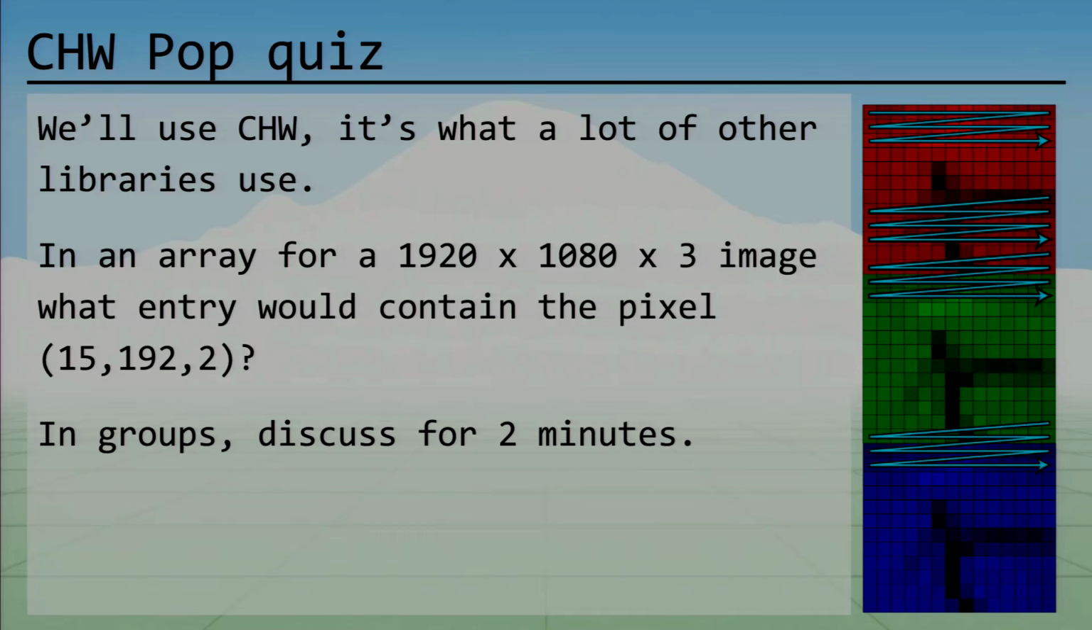And here's a little quiz for you guys to take 2 seconds. Imagine we have this image, and we want to find the entry for this particular pixel. What numerical entry in our array is this pixel going to be? You'll probably have to use a calculator.